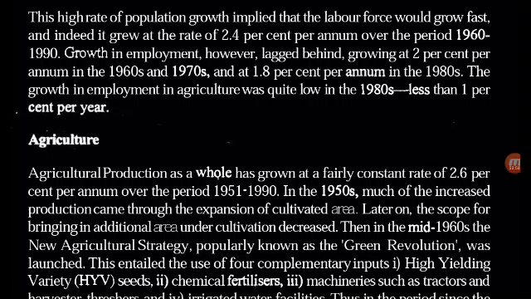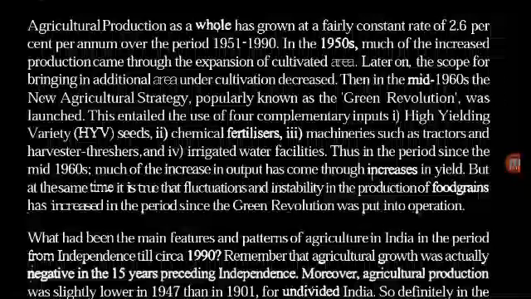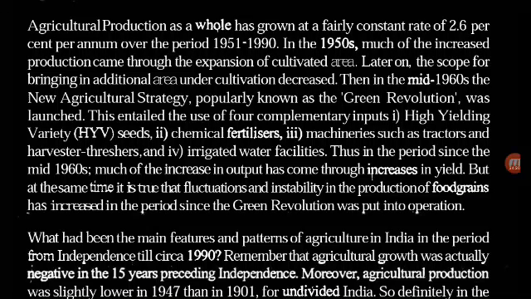Agricultural production as a whole has grown at a fairly constant rate of 2.6% per annum over the period 1951 to 1990. In the 1950s, much of the increased production came through the expansion of cultivated area. Later on, the scope for bringing in additional area under cultivation decreased. Then, in the mid 1960s, the new agricultural strategy, popularly known as the Green Revolution, was launched.